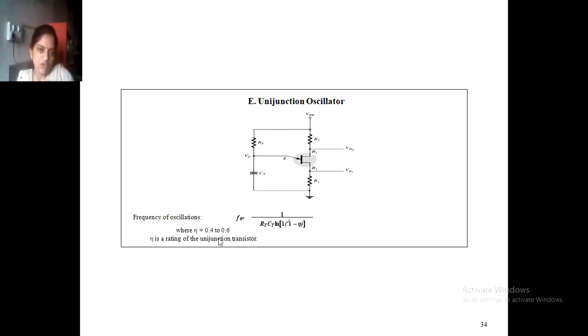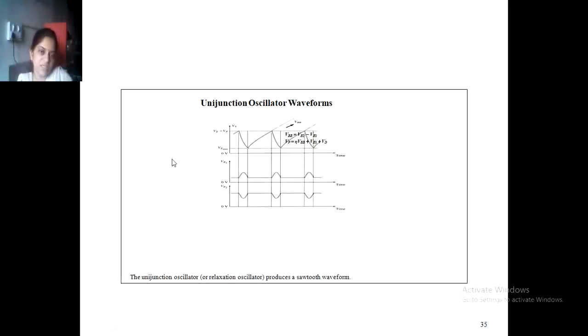So the unijunction oscillator, that is UJT, has three terminals like the FET, but the terminal lengths are somewhat different. So there is an emitter and two base terminals. Across the two base terminals we take the output, and the input is applied to the emitter. So this is the circuit arrangement for the UJT. Then let us see the unijunction oscillator waveform.